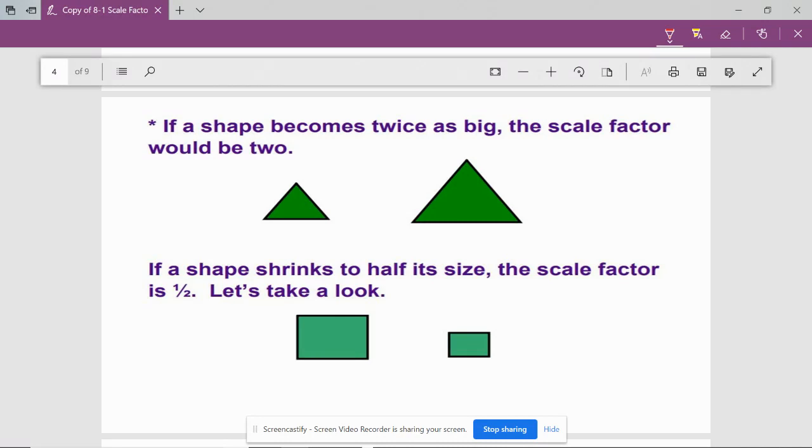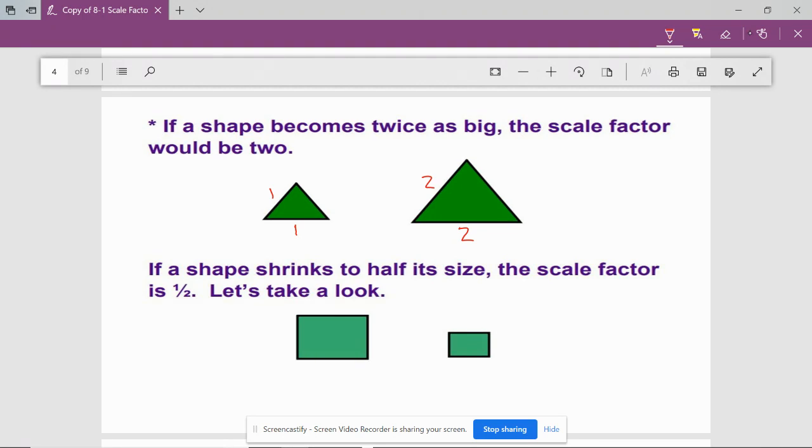Okay, so if we had 1 and 1, and that was 2 and 2, obviously we're going from 1 to 2. 2 over 1 would be 2. So we're talking twice as big, which means we're doubling it, so it would go from 1 to 2. And if a shape shrinks to half its size, the scale factor is half.